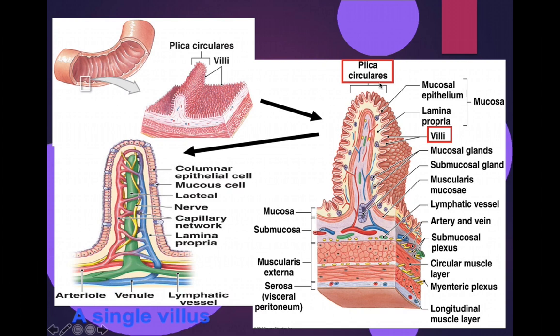Okay, you can see it here. These are the plica circularis. These are the villi. You can see the different layers, the mucosa, submucosa, muscularis, and serosa. The absorption of the food takes place in the mucosa, but you damage these villi, now you start to affect absorption. So celiac is the atrophy of these.